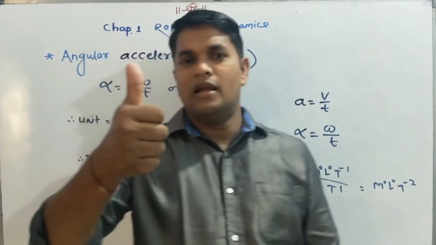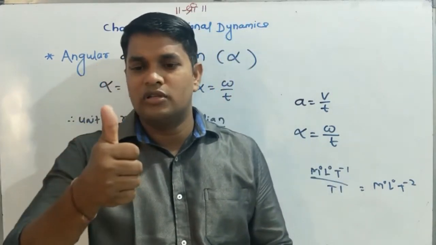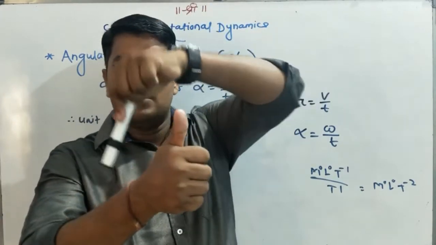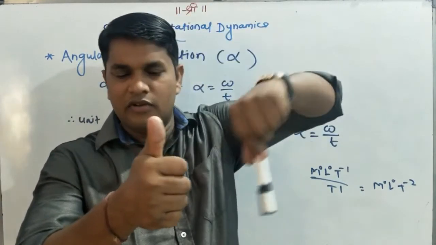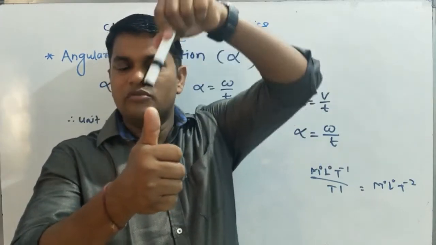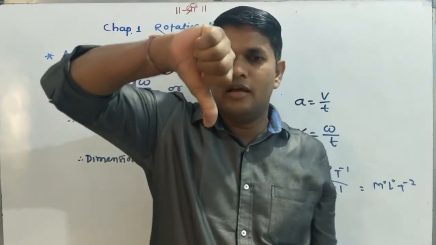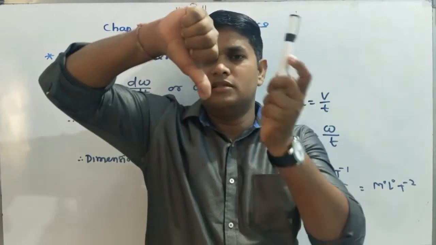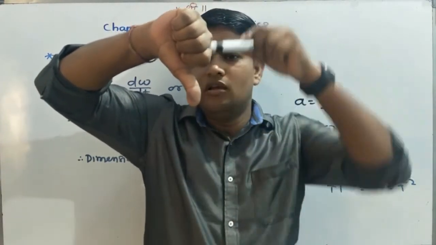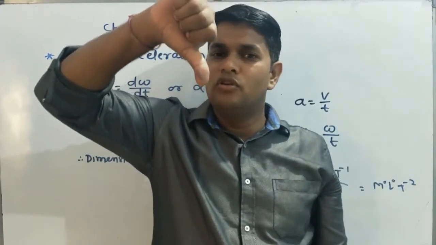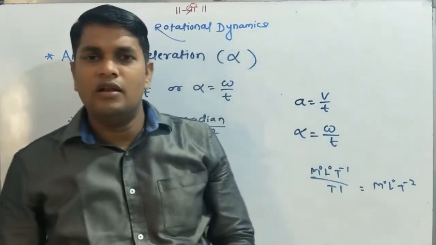Again, imagine the right hand with folded fingers and the thumb outstretched. If the folded fingers give the rotation of the particle, that is, if the particle is rotating like this, then the thumb gives the direction of angular acceleration. If we change the direction of rotation of the particle, then the direction of angular acceleration also changes. Okay, this is your angular acceleration.